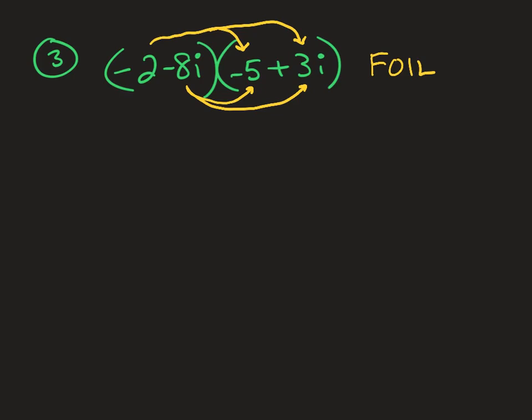Negative 2 times negative 5 is positive 10. Negative 2 times 3i is negative 6i. Then moving on to the negative 8i. Negative 8i times negative 5 is positive 40i. And then negative 8i times positive 3i is going to be negative 24. And since we're multiplying two i's there, that's going to be i squared. And then keep in mind, i squared, we're always going to replace with negative 1.